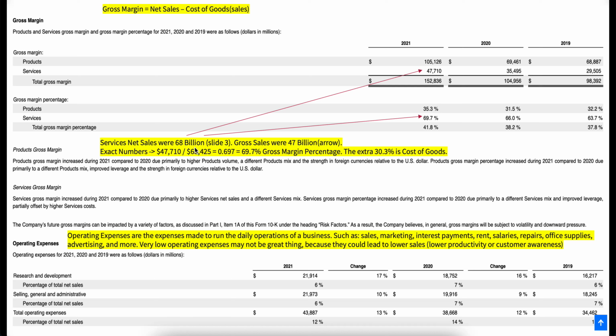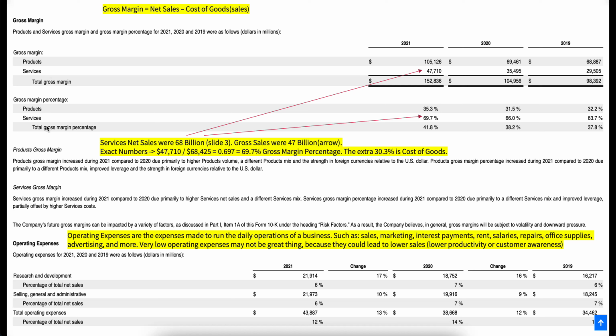And so if we do the division, we are finding that our gross margin over here is about 70%, which means that the extra 30.3% was cost of goods, because again, gross margin equals net sales minus cost of goods. So this kind of breaks down the different things that the company is selling in terms of services and products and what their margins are.